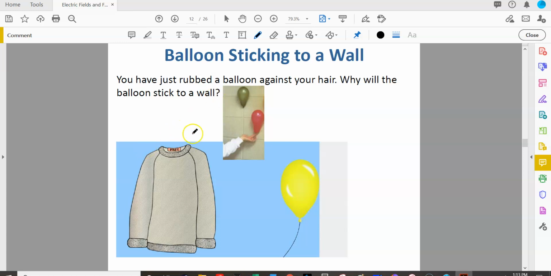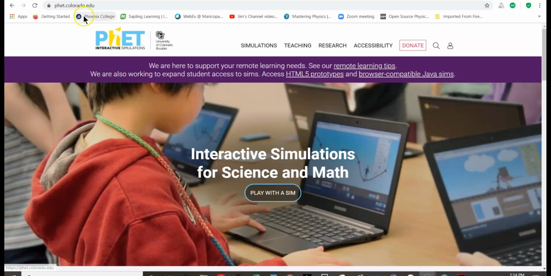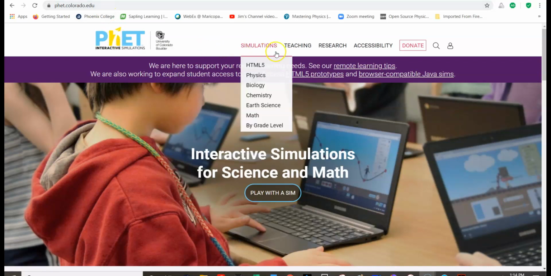Okay, well, let me pull up this simulation. So this is a PhET simulation, and I'm going to show you what's going on. So here I am at PhET, and all I did is I typed in PhET physics in the search window, and this came up, and I clicked on it. Okay, so now I'm going to go to simulations, and I'm going to just hover over simulations and click on physics.